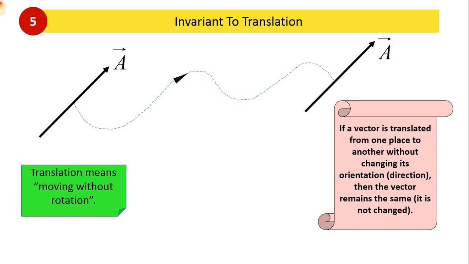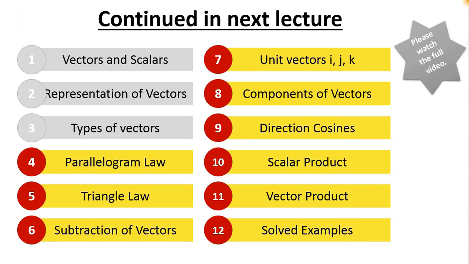Okay, let's move on to the next page. So till here we have discussed the definitions of vectors and scalars, how we represent the vectors, and the types of vectors. The remaining thing is continued in the next lecture. In the next lecture we are going to study the parallelogram law of vector addition. We study how vectors are added. Triangle law is also another law, how to add two vectors.